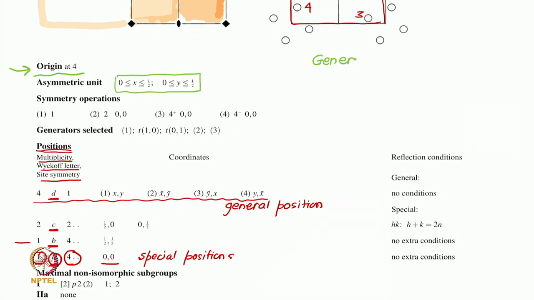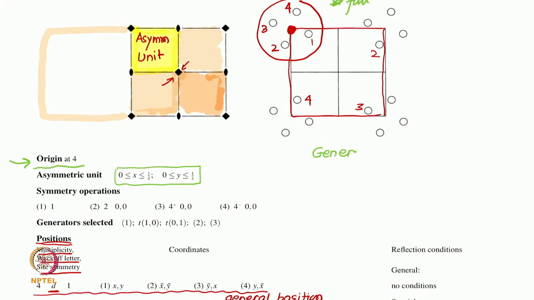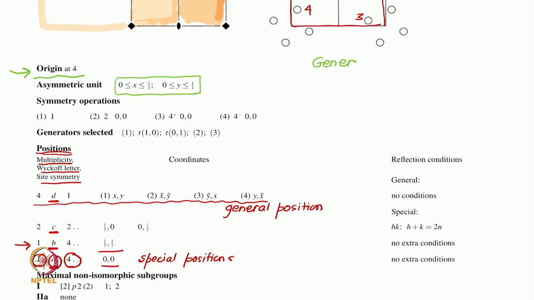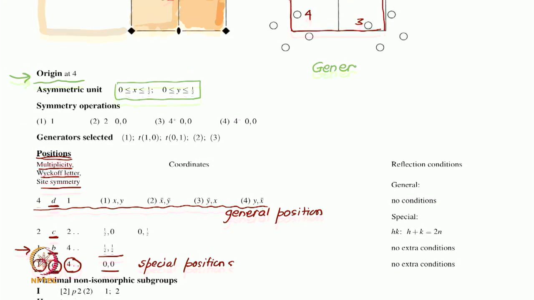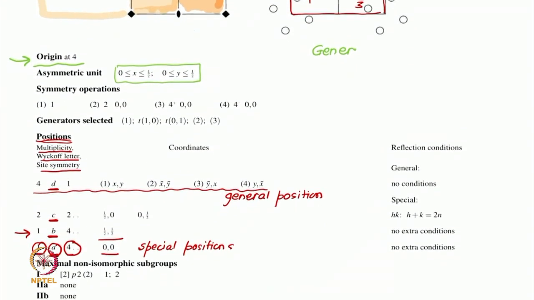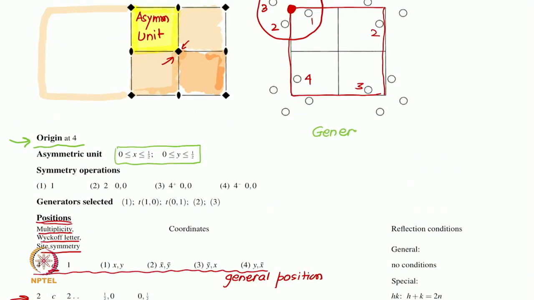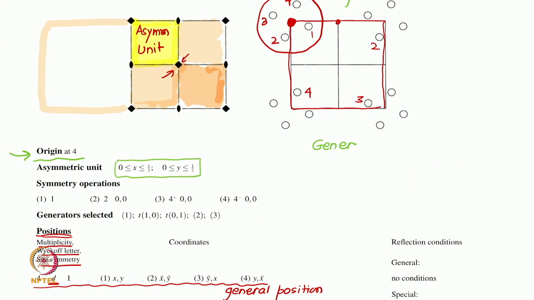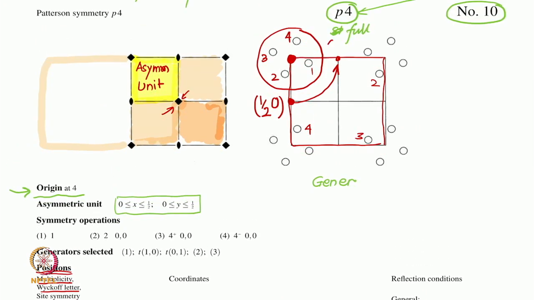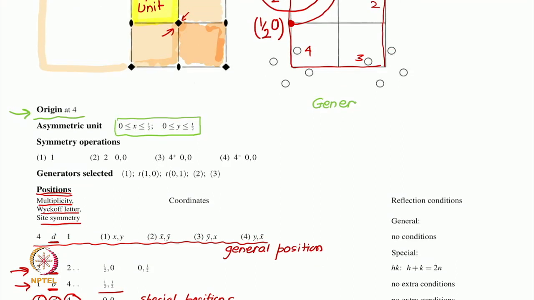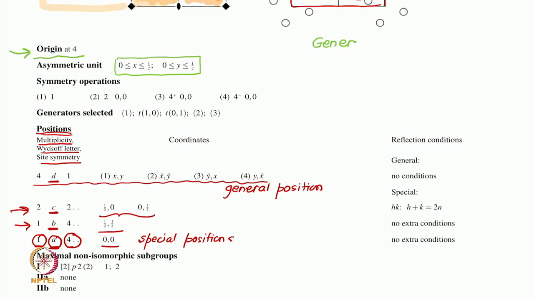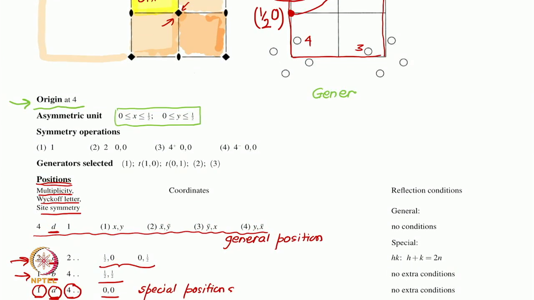Then the other one is again very high symmetry, but that is the fourfold which was generated by our operation, that central fourfold. So that is the half-half coordinate. The third special position is the twofold position. If you select any of them, by fourfold rotation you will generate the other one. So that's why the multiplicity is 2. If you select half 0, you get 0 half. So both are listed here: half 0 and 0 half as your coordinates.